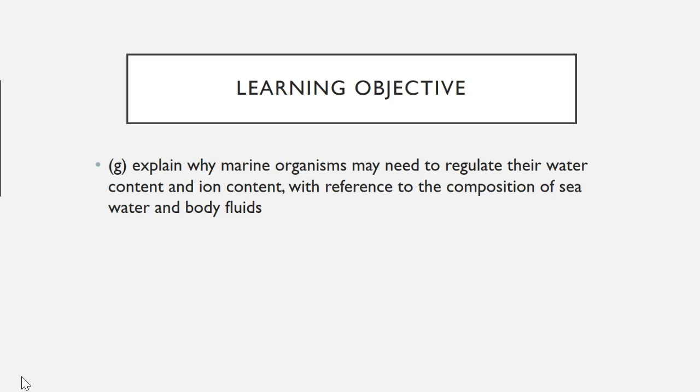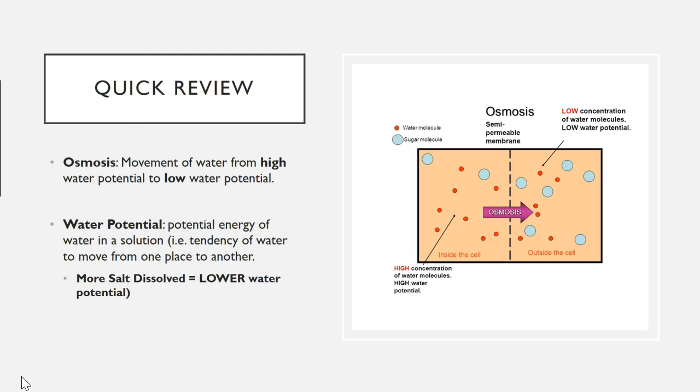So before we get any further than this, we need to have a quick review of osmosis. Different bodies of water have different salinities and it can change constantly. So the organisms need to be prepared to be in different bodies of water. And this is because of the concept of osmosis. As a review, osmosis is the movement of water from high to low water potential.